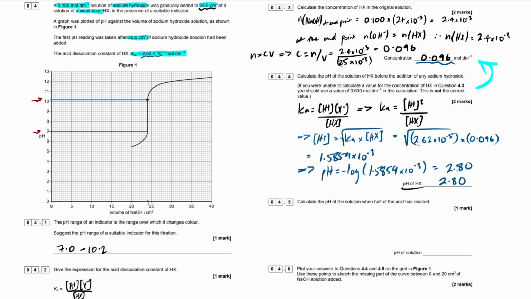I'm going to chuck that in my box right here. Okay, question 4.5 then. Calculate the pH of the solution when half of the acid has reacted. Now this is straight out of the specification, okay? You really want to take a note of this.